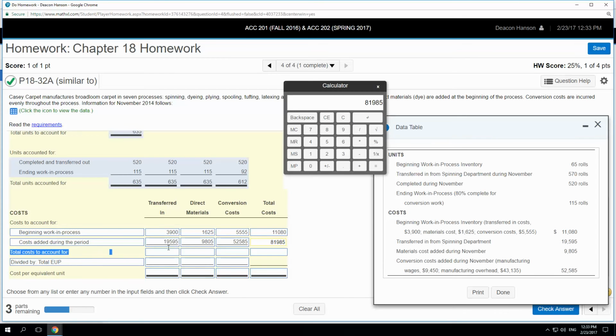So we got to do our subtotal here. Total cost to account for. We've got to add the top two rows. I keep getting 8. Okay. And I'm just making a subtotal here.